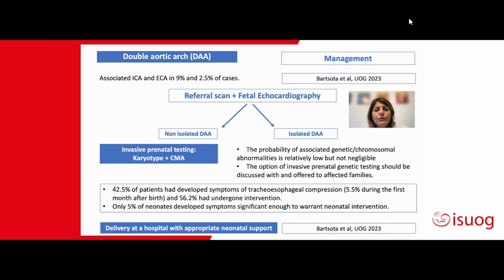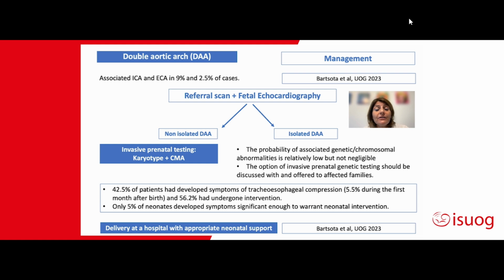The largest series of 79 prenatally detected cases of double aortic arch has been recently published. The result of this study confirmed that double aortic arch is typically an isolated abnormality. However, a referral scan and a fetal echo are necessary to rule out associated intra- and extracardiac anomalies. In non-isolated cases, karyotyping and chromosomal microarray analysis are recommended due to the significant risk of 22q11 microdeletion.